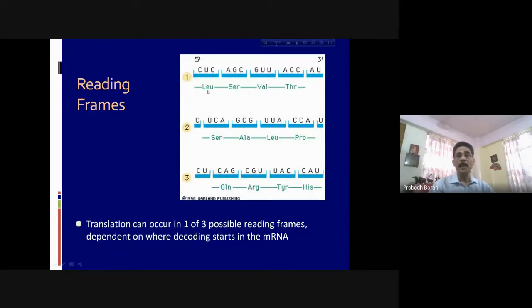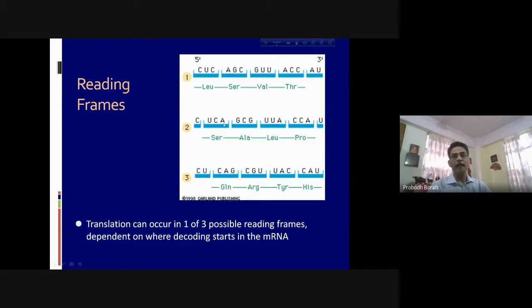CUC stands for leucine, AGC stands for serine, GUU stands for valine, and ACC stands for threonine. So the adjacent amino acid sequence of the peptide will be leucine, serine, valine, and threonine. But if we consider that the first nucleotide is part of the previous codon, not part of the first codon, then we can start reading the sequence from the second nucleotide. Then the first codon will be UCA, the second will be GCG, and so on. All codons will differ from the previous ones.